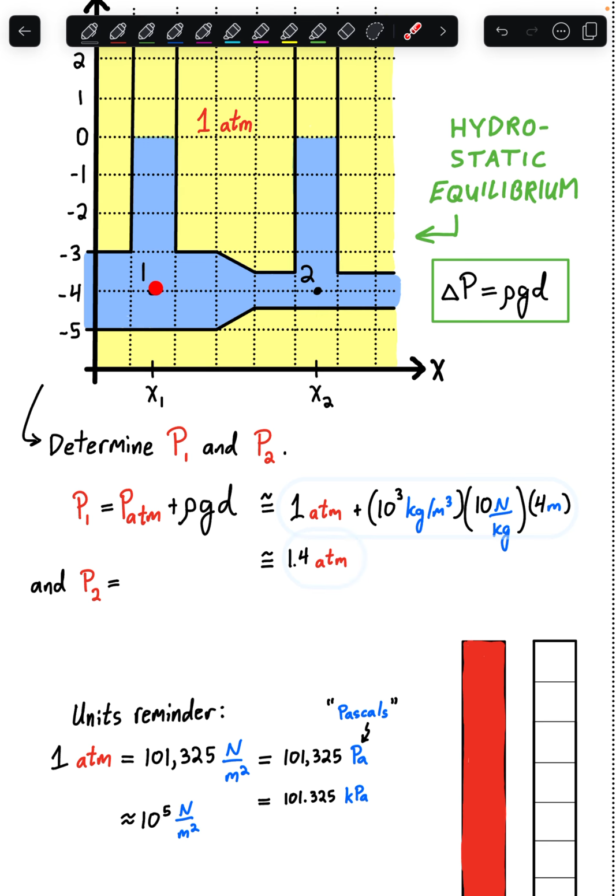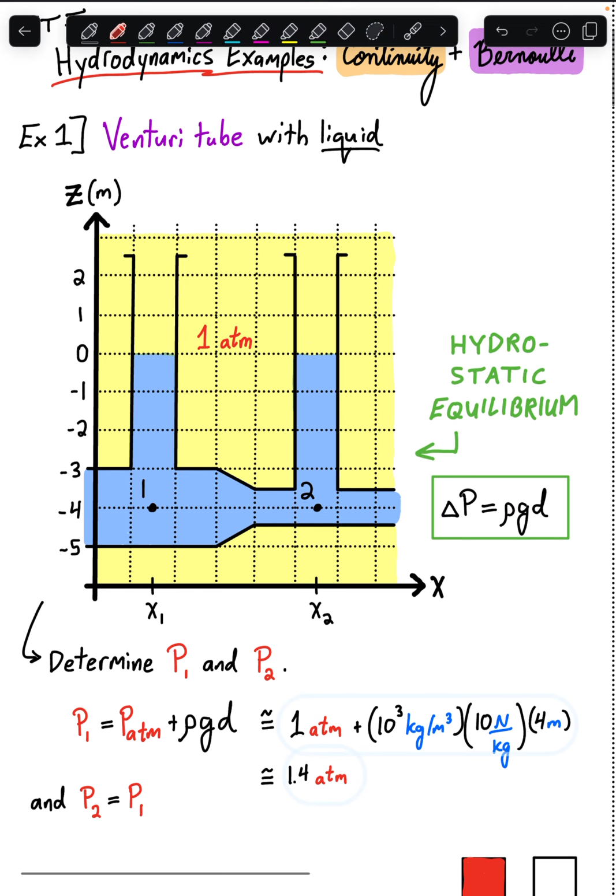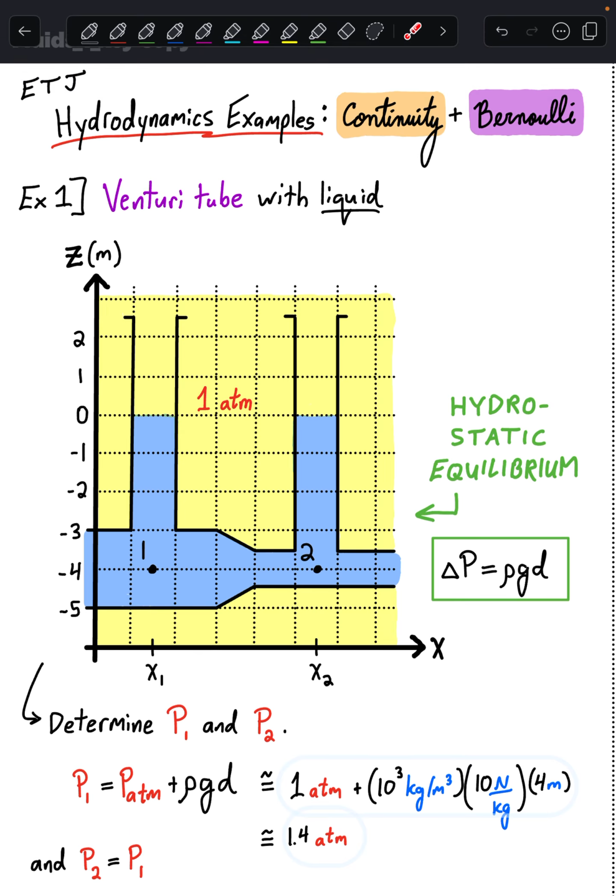That'll be the pressure down here at point 1. And over here at point 2, since it's at the same level and we are in hydrostatic equilibrium, the fluid is not moving, these two pressures will be equal. So we can say that the pressure at point 2 is equal to the pressure at point 1 before anything moves. But this is supposed to be about hydrodynamics.